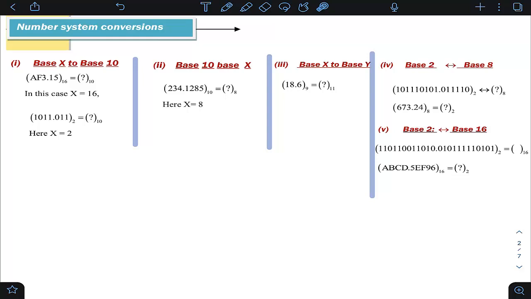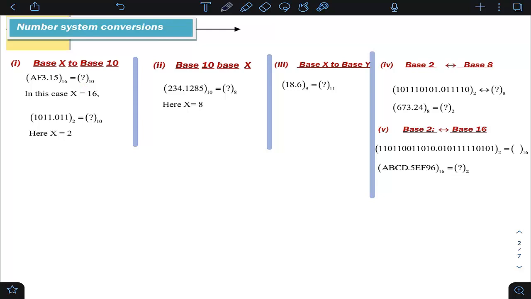So here there is no need to elaborate so much theory. That's why I have just taken certain examples, so that through these examples I can give you a clear idea of how to convert numbers from one base to another base. The first category, students, is base x to base 10. You have a number in some other base, like in this case base 16. I want to know what its equivalent number in base 10 will be.